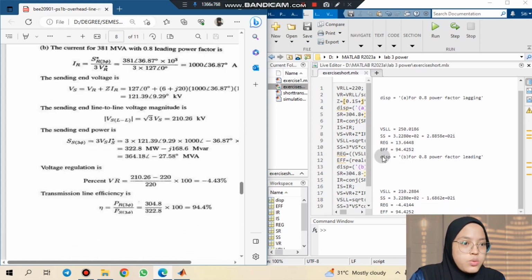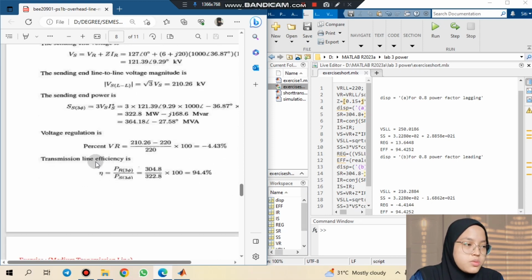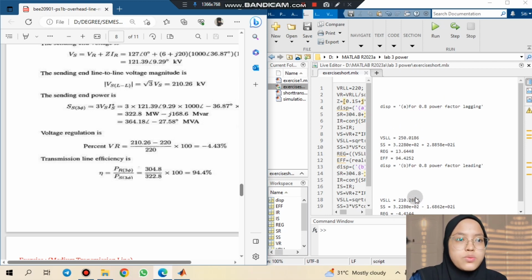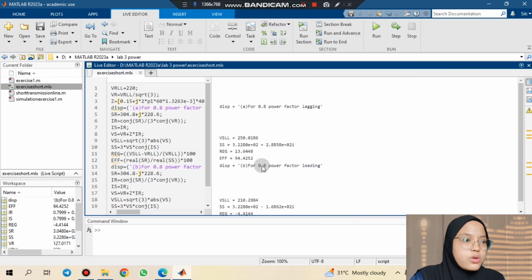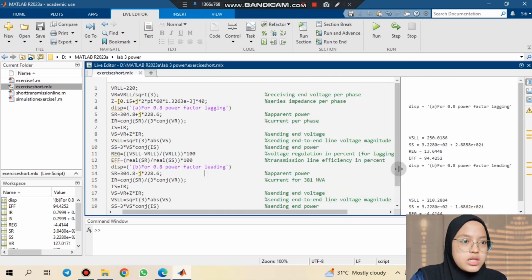And for part B, we can see the voltage regulation is equal to negative 4.4144%. And from the manual calculation it is negative 4.40%, and the transmission line efficiency for the manual calculation is 94.4%. And from the execution of MATLAB coding, we can see it is also the same, which is 94.4252%. So I think that's all for the exercise on short transmission line.